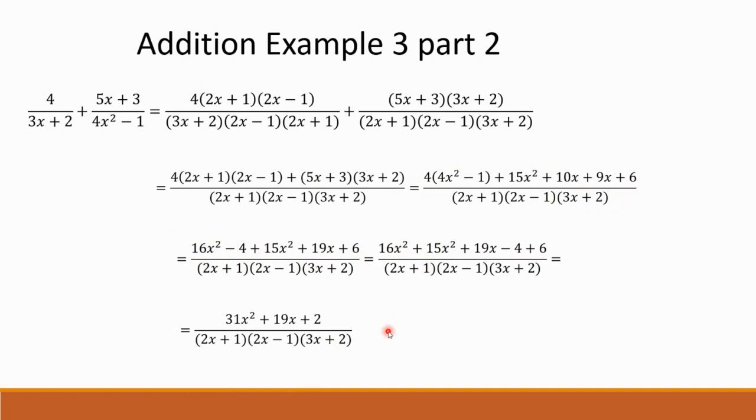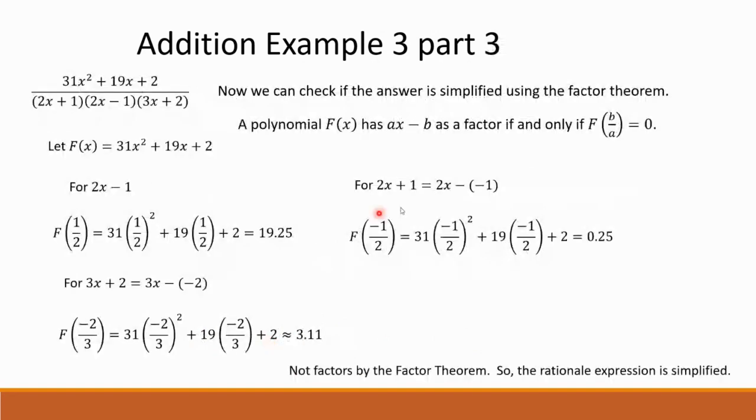Now, are we done? Well, no, because we have to see if this is simplified. We have to see, in other words, if the numerator has any factors in common with the denominator. And we're going to use the same thing as before, the factor theorem. So I'm going to take capital F to be this here. And I'm going to apply the factor theorem to each factor, meaning I'm going to determine if capital F, our numerator, maps something to 0.